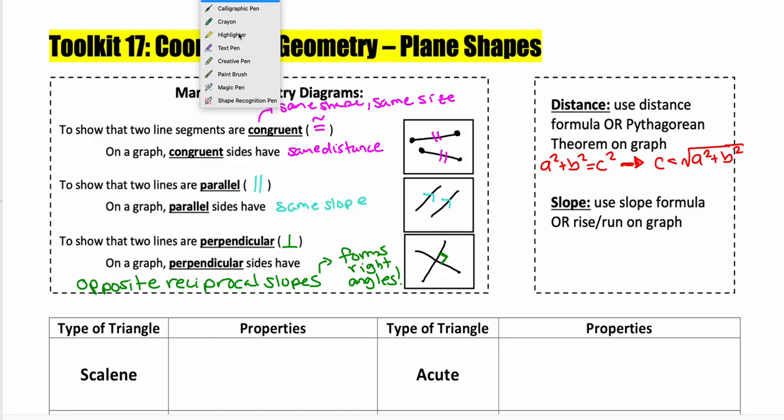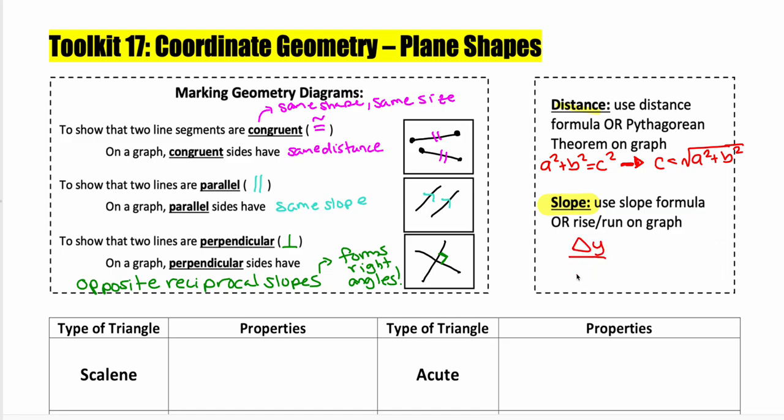For distance, again, you could use a distance formula, but the distance formula is derived from the Pythagorean theorem. The next thing we've also got to find is the slope. So remembering how to find slope says to use the slope formula or rise over run on the graph, which rise over run is the same thing as delta y over delta x. And I'm going to write that formula. Change in y, delta y, over change in x, which is delta x.